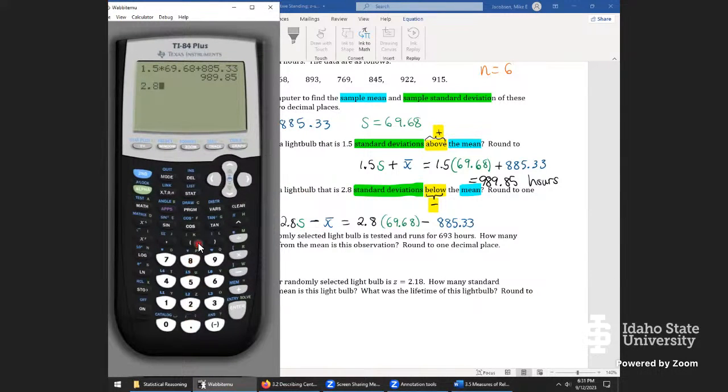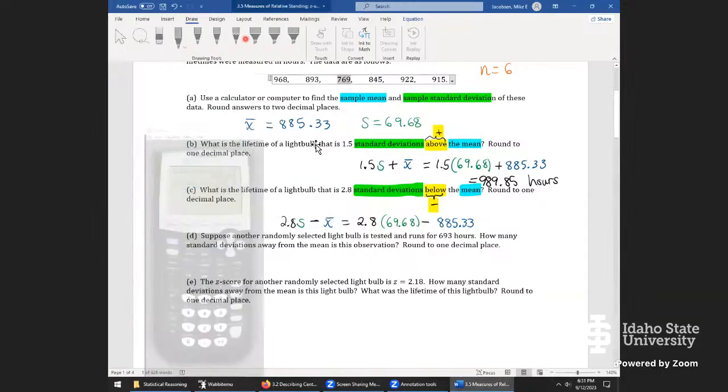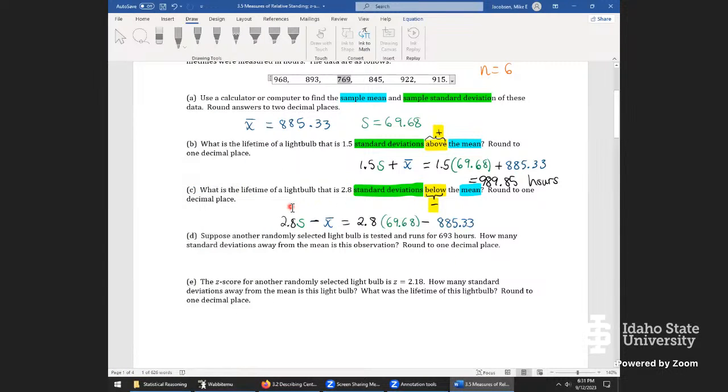We'll go 2.8, 69.68, then minus 885.33. So this time, I feel like I have a mistake here. Oh wait, I do have a mistake. Let me try this one more time. I have it right in the calculator, but I did make a mistake on paper. Kind of an embarrassing mistake. Anyone see what their algebraic mistake is on this right here?